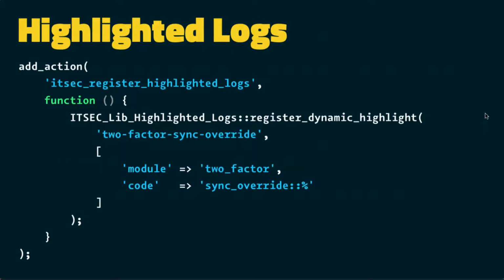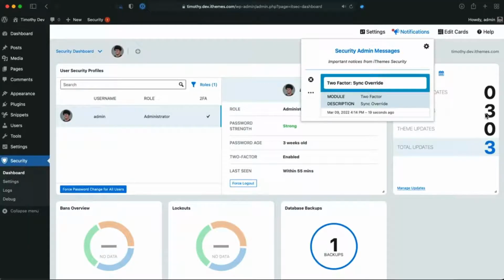There are some other cool things you can do as well. We have this framework called the Highlighted Logs framework. It lets you give a little spot on the dashboard where important log items get highlighted for you, and it'll show you the most recent time this happened. This code snippet is registering a highlight that says, whenever someone overrides two-factor using iThemes Sync, let's populate a notice for it. That'll show up in the security admin messages right there for you.